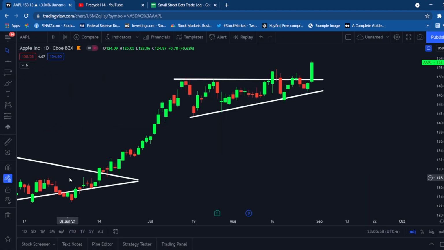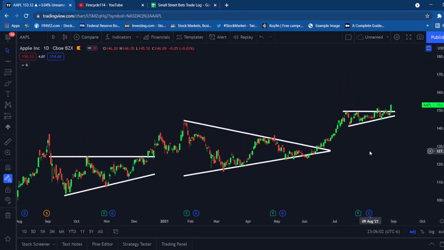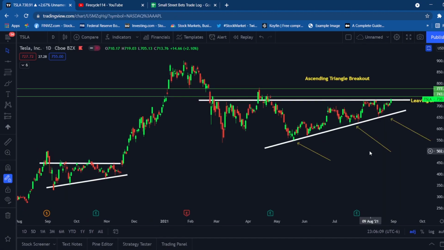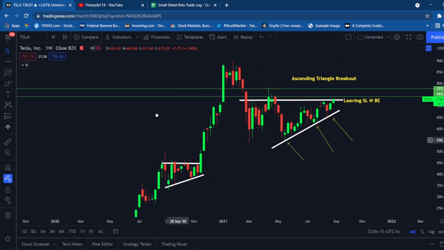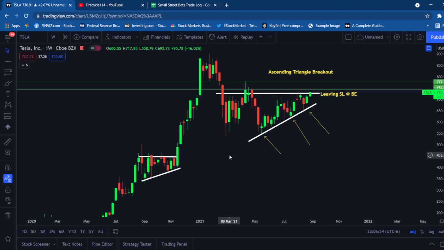So we have Apple. Remember this ascending triangle. We had the symmetrical triangle. We had this ascending triangle. I've played all of these and I've alerted all of these on Discord. Tesla looks like right over here. How does an ascending triangle look? Again, right over here is an example of an ascending triangle. Here we had greater news, so it is kind of unfair, but this pattern is very nice.